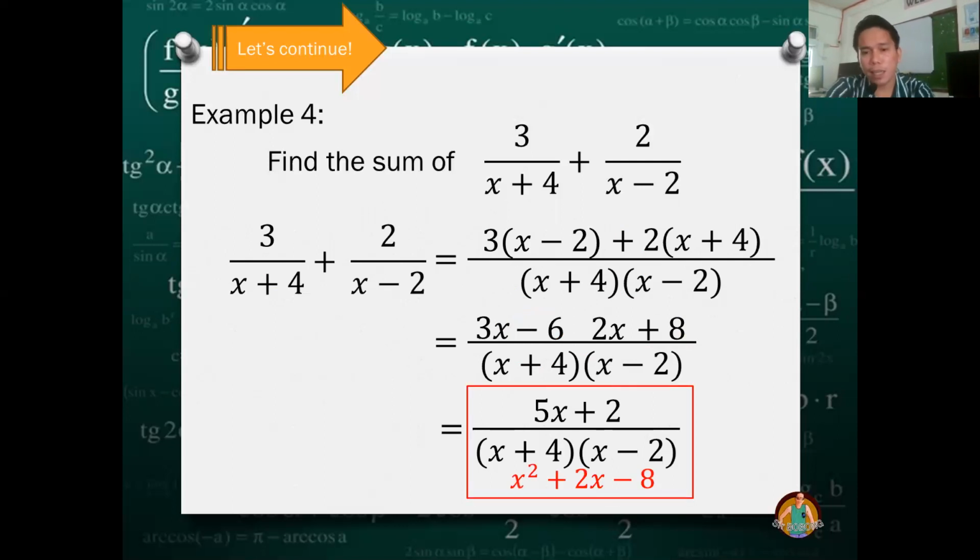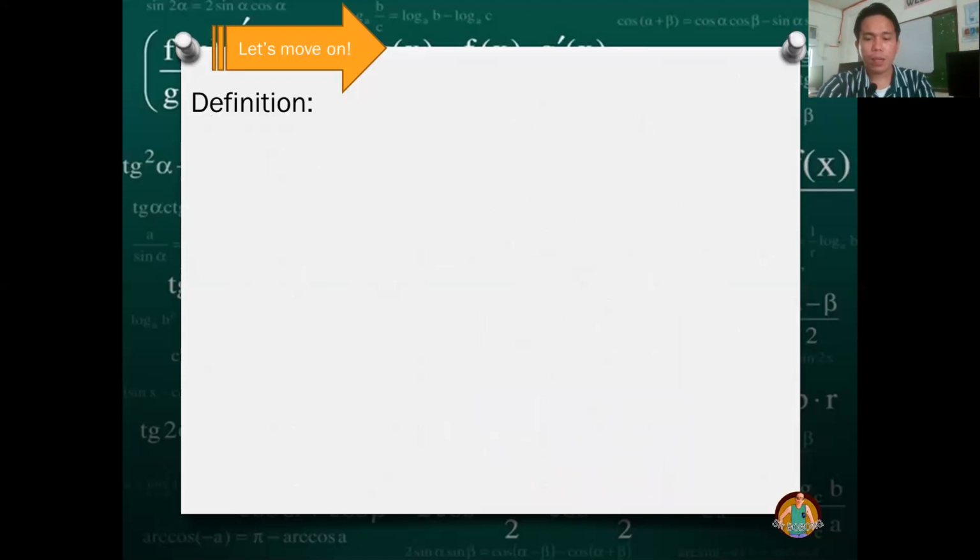So saan nanggaling si x squared plus 2x minus 8? I-multiply mo yung x plus 4 and x minus 2 will give us x squared plus 2x minus 8. But actually, you can have your final answer na 5x plus 2 over x plus 4 and x minus 2. Or pwede rin 5x plus 2 over x squared plus 2x minus 8. Depende, sa teacher. Kung ano required ni teacher. Okay? Sige. Next, let's move on.